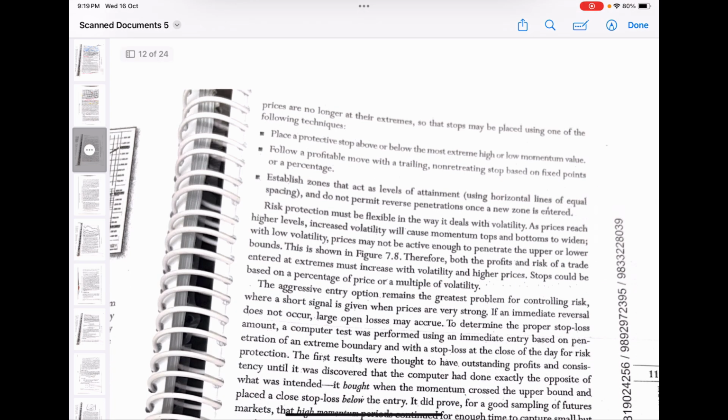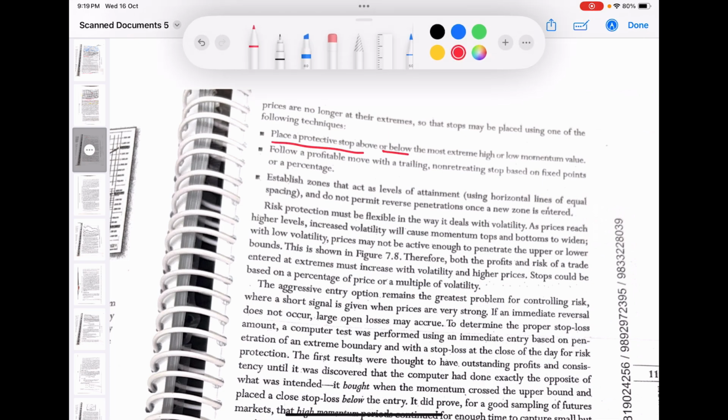Even after this, if you want to explore how to keep stop losses according to the momentum indicator, then that also we are going to see. Place a protective stop above or below the most extreme high or low momentum value. The nearest high or low momentum value, that is where you keep your stop. Follow a profitable move with a trailing non-deteriorating stop based on fixed points or percentage. Keeping a percentage stop, that is, if I go in 2% profit, then my stop loss will become 1% or stuff like that. Establish zones that act as levels of attainment.